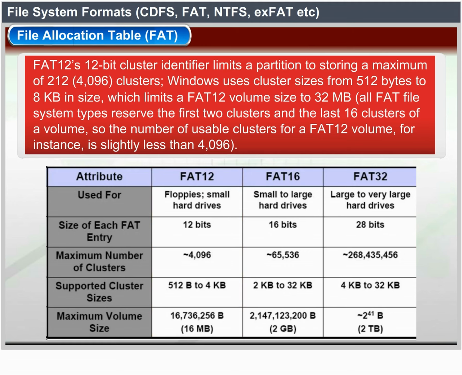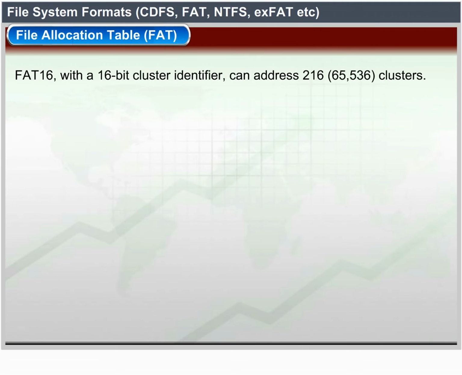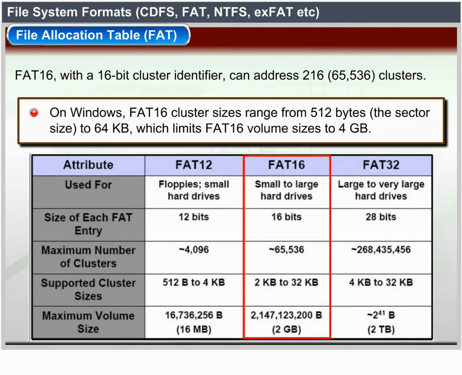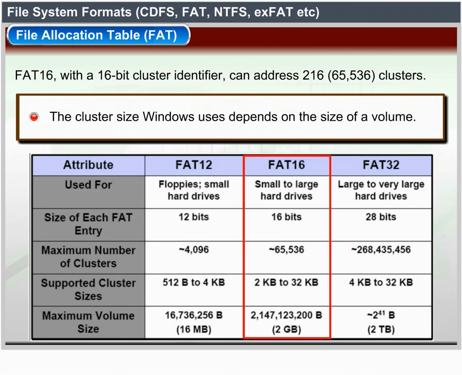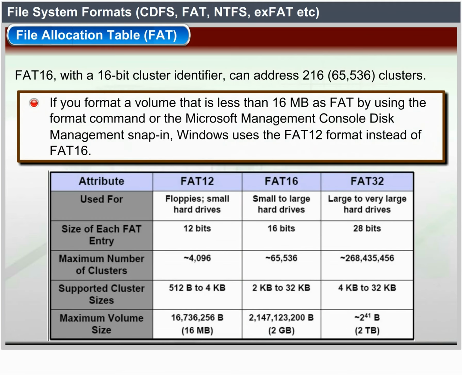FAT16 with a 16-bit cluster identifier can address 2 to the power of 16, that is 65,536 clusters. On Windows, FAT16 cluster sizes range from 512 bytes, the sector size, to 64 KB, which limits FAT16 volume sizes to 4 GB. The cluster size Windows uses depends on the size of a volume. If you format a volume that is less than 16 MB as FAT by using the format command or the Microsoft Management Console Disk Management snap-in, Windows uses the FAT12 format instead of FAT16.